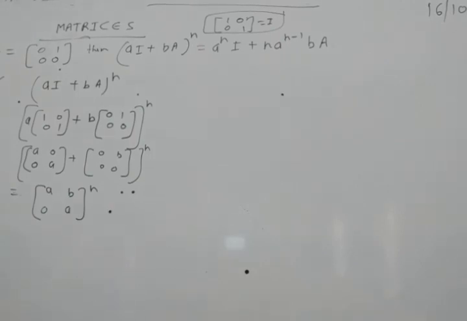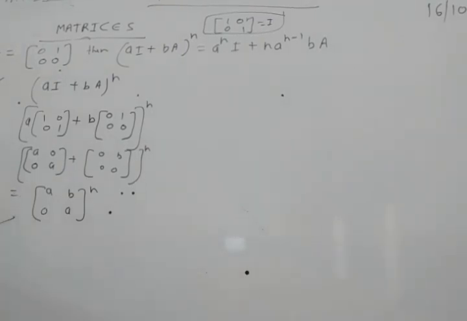Now take the right hand side and simplify it. The right hand side is a to the power n I plus n a to the power n minus 1 bA. Now, a to the power n and I is what?